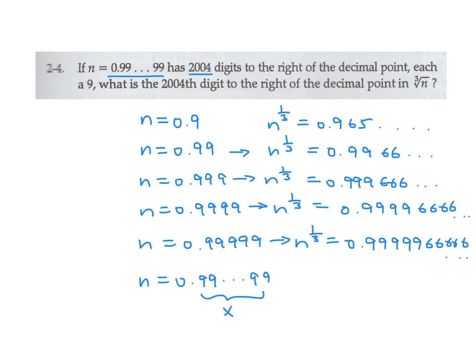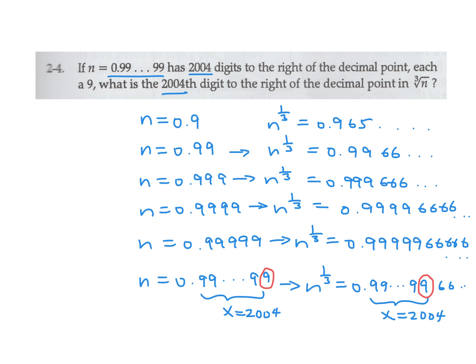So as you can clearly see, I hope, whatever n is, however many nines it has, so let's say there's x nines, the cube root will also have the same number of nines, and then a bunch of sixes, but we don't really care about the sixes. Why? Because we just want the 2004th digit. So if x equaled 2004, then this is also going to be 2004. So if the 2004th digit here was 9, the 2004th digit here is also 9. So the answer to this question is 9.